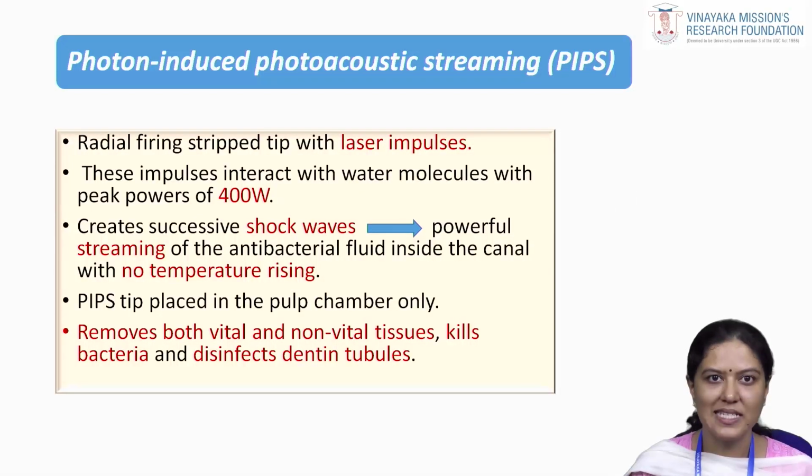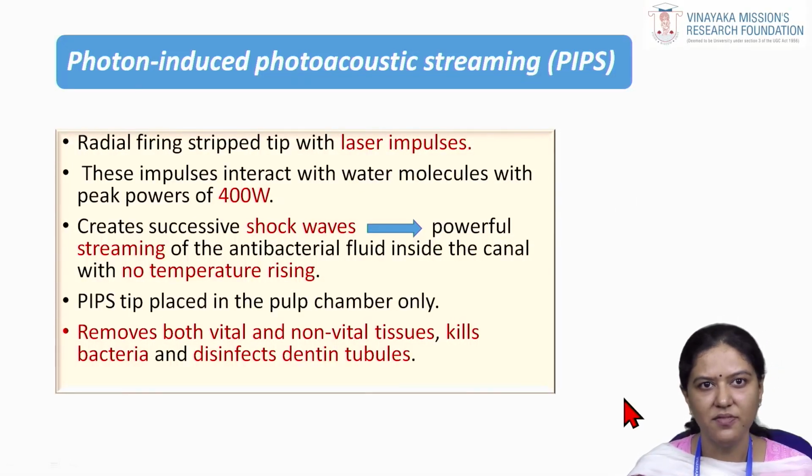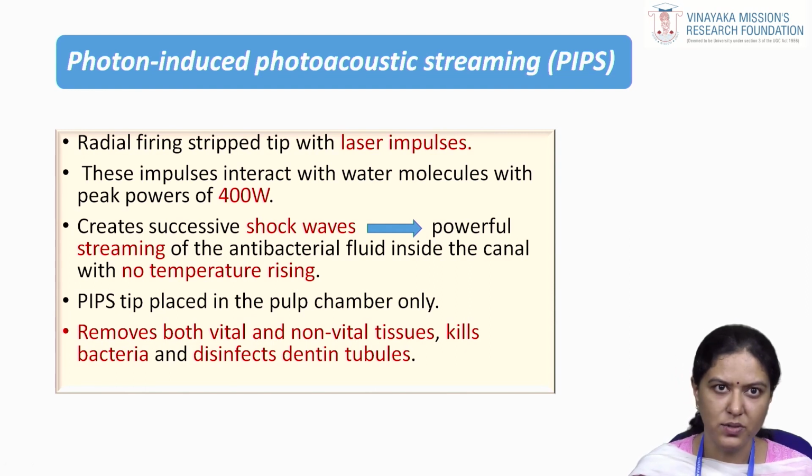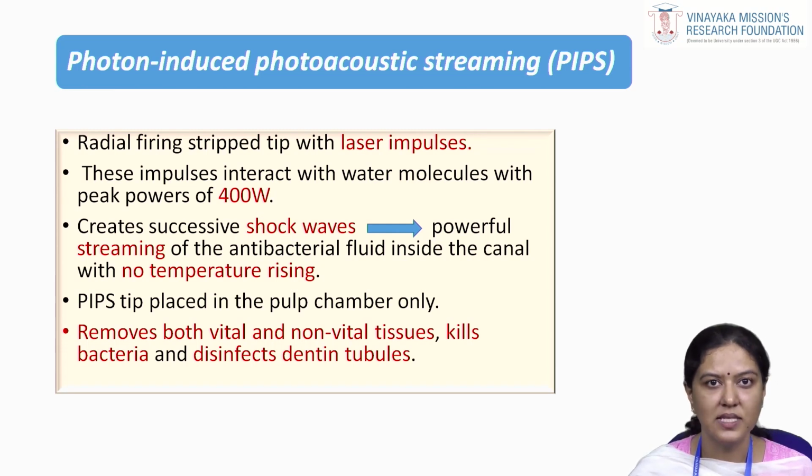Photon-induced photoacoustic streaming. It is based on the radial firing stripped tip with laser impulses. These impulses induce interaction of water molecules with peak powers of 400 watts. This creates successive shock waves leading to powerful streaming of antibacterial fluid located inside the canal with no temperature rise. Unlike conventional laser applications, the unique tapered PIPS tip is not required to be placed inside the canal but rather in the pulp chamber only.